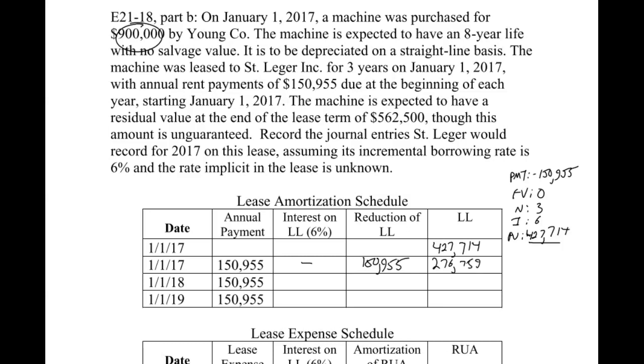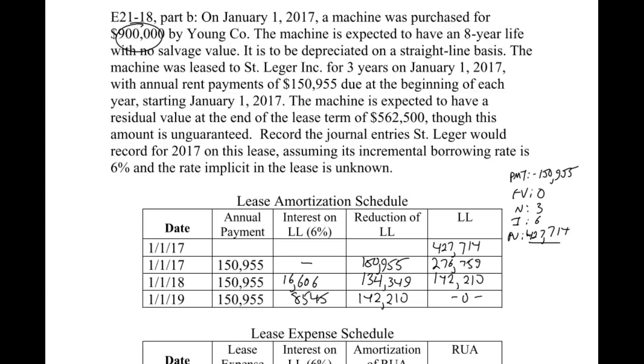We then reduce the liability. We then calculate interest on that: 6% of the 276 number will be 16,606, meaning we'll reduce the liability by 134,349. That brings us down to 142,210, and then we take the interest on that, which is 85.45, and 142,210, bringing that to 0. All right, so we should be pretty comfortable with amortization tables by now.